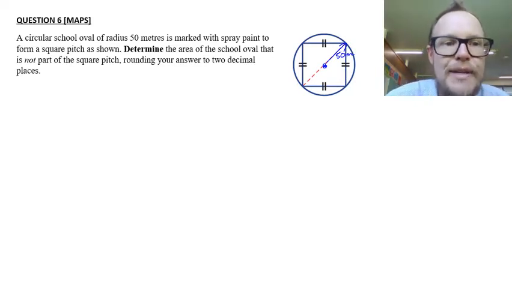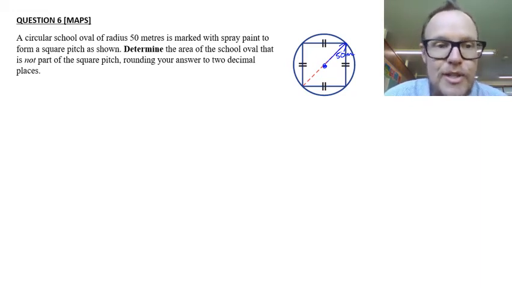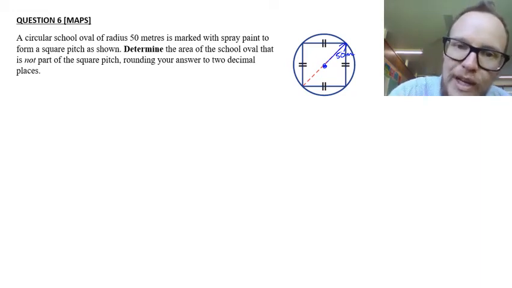...is marked with spray paint to form a square pitch as shown. Determine the area of the school oval that is not part of the square pitch, rounding your answer to 2 decimal places. Well, this question seems pretty challenging. We need to work out the area that is not part of the square pitch, this area here.